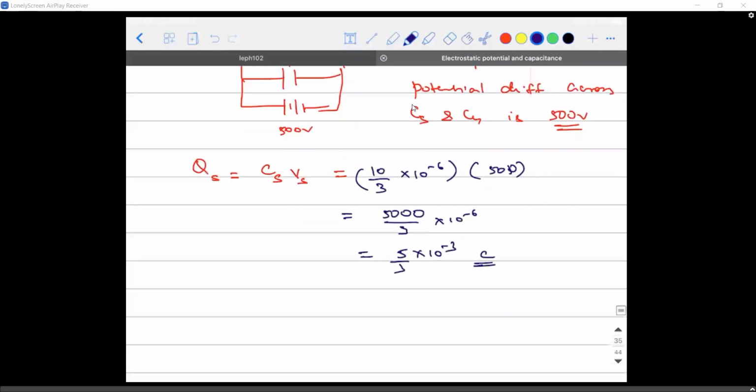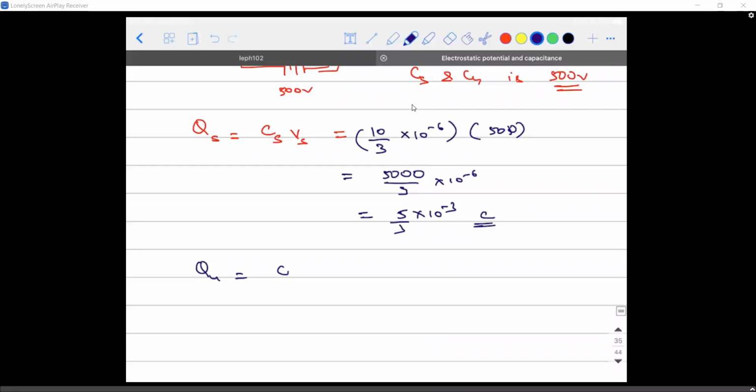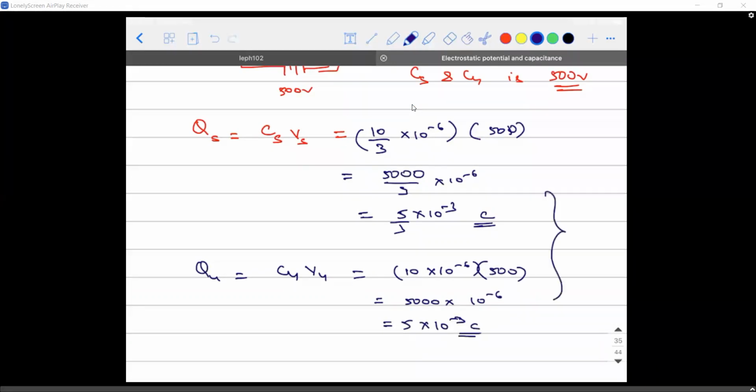Then what is the value of Q4? Q4 is equal to C4 into V4. C4 is 10 into 10 power minus 6, and V4 is 500. So you get 5000 into 10 power minus 6, or 5 into 10 power minus 3 coulomb. If you observe, both answers will match. The previous method and this method will match. Whichever is easy for you, you can take it.